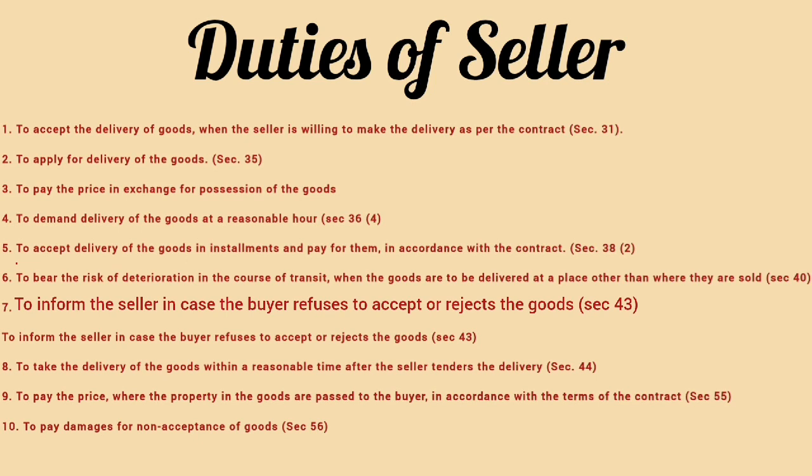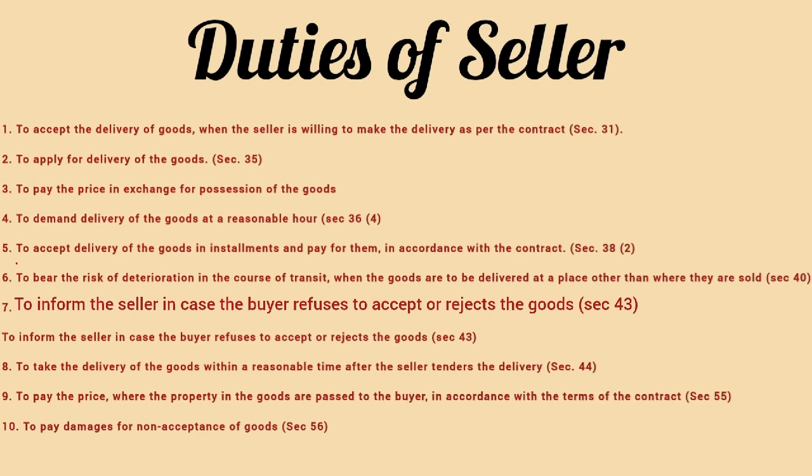The first duty of the seller, as provided in section 31, is to accept the delivery of goods when the seller is willing to make the delivery as per the contract. Second is section 35, which says to apply for delivery of the goods. Third is the duty of the seller to pay the price in exchange for possession of the goods. Fourth duty is to demand delivery of the goods at a reasonable hour as given in section 36, subsection 4.